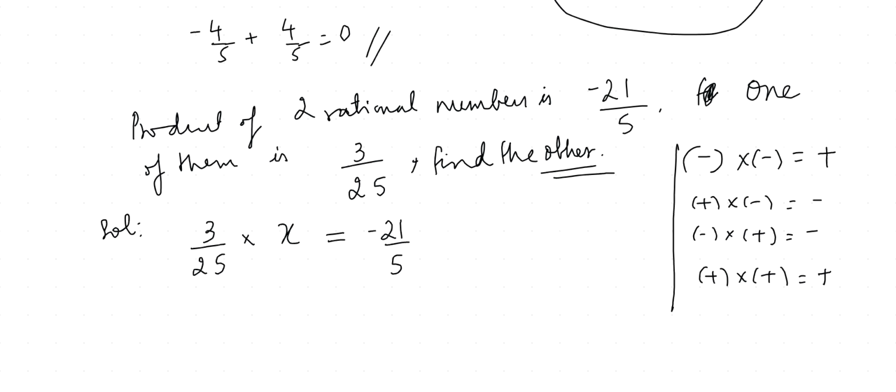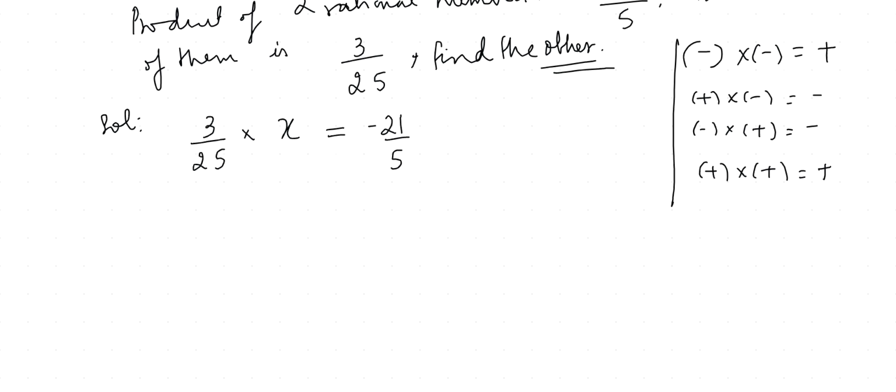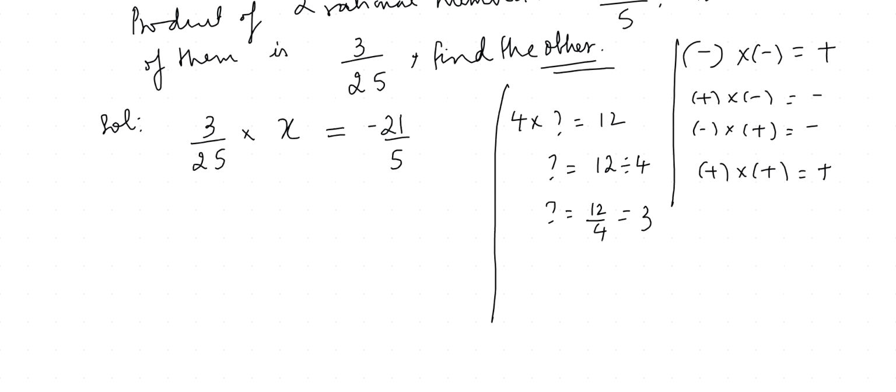So the same logic. Whenever I multiply 4 with something, I'm going to get 12. What is that something? 12 divided by 4. Or that 4 will come down, isn't it? So I know it is 3. The same logic, the same rationale holds good here.